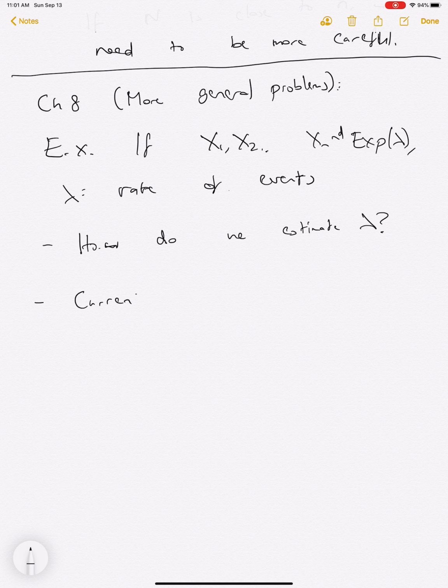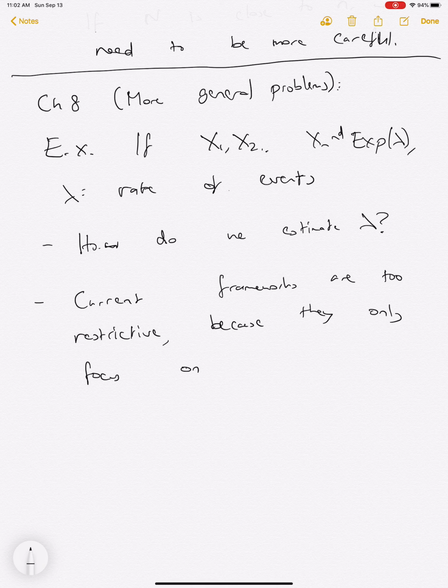So the current frameworks we've looked at, which were the normal samples and then the finite populations, they don't really apply here. Obviously, this is not a finite population. And more importantly, we're trying to estimate a parameter lambda that actually isn't the mean or the variance. And so the current frameworks are too restrictive because they only apply to mu and sigma squared.